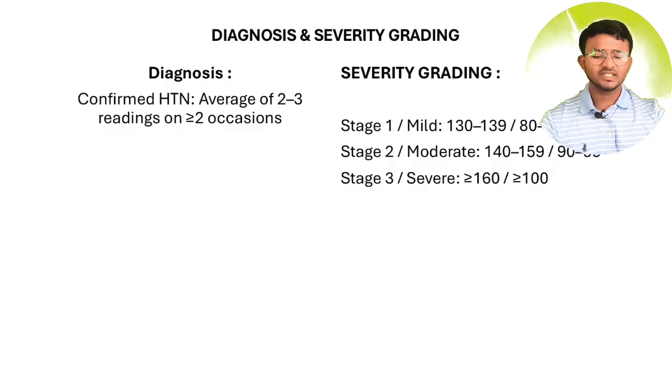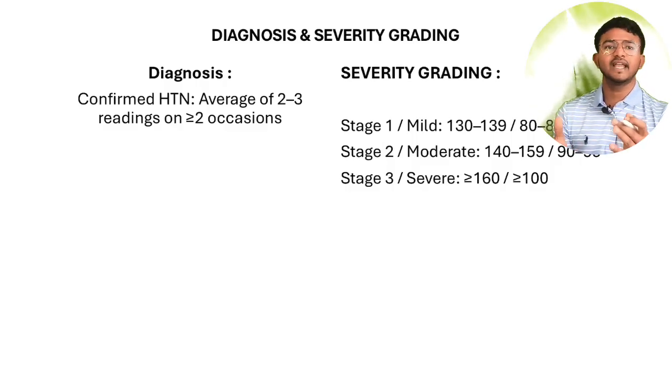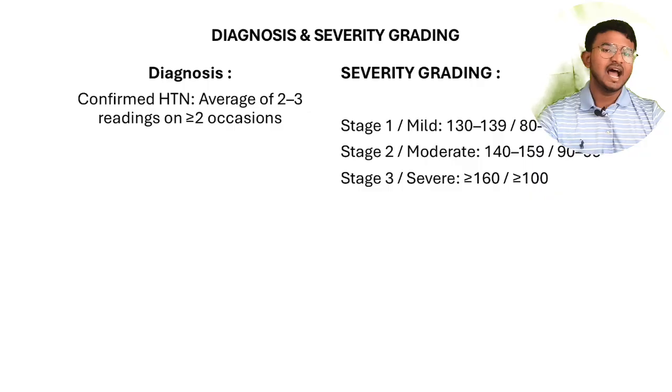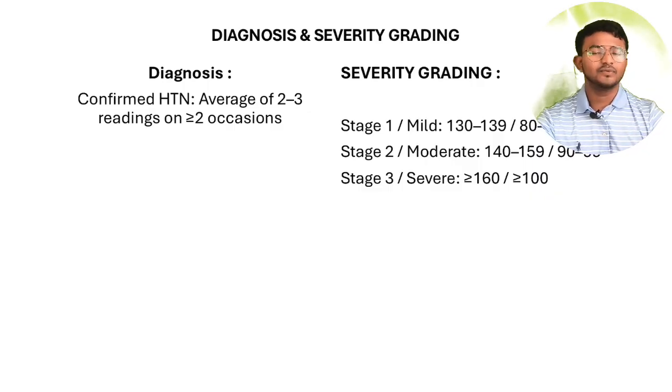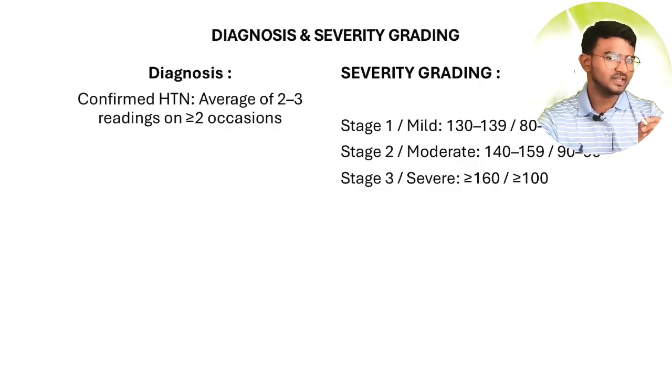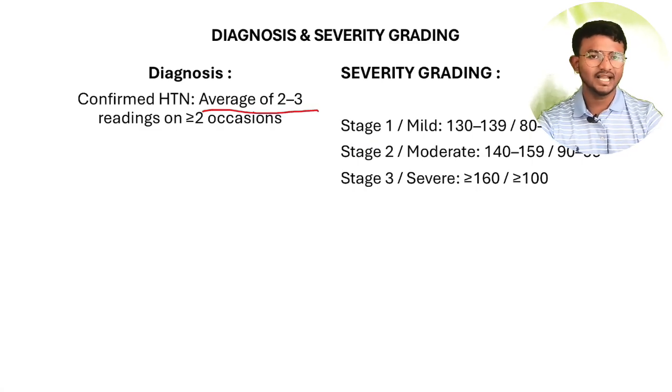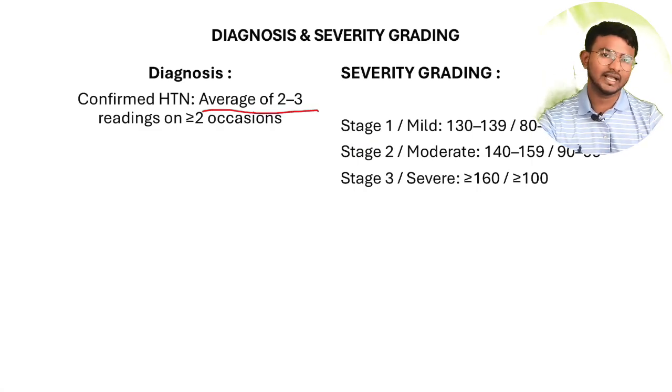Okay, next one, how we can diagnose the patient and how to do severity grading. For diagnosis, before confirming the hypertension, we have to check an average of 2 to 3 readings on greater than or equal to 2 occasions.